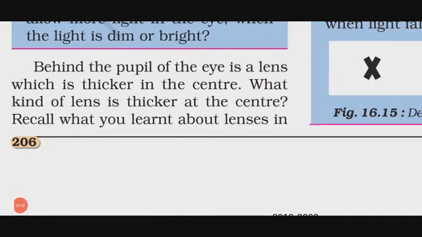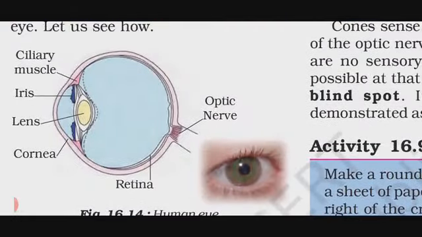We have studied which lens is thicker in the center. That is the convex lens. Okay, there are two types of lens. One is the concave lens and another one is the convex lens. The convex lens is thicker in the middle, or thicker in the center, and thinner at the edge. And the concave lens is thinner at the center and thicker at the edges. Okay, so there is a convex lens in our eyes.